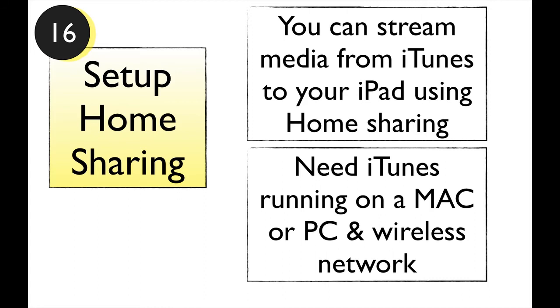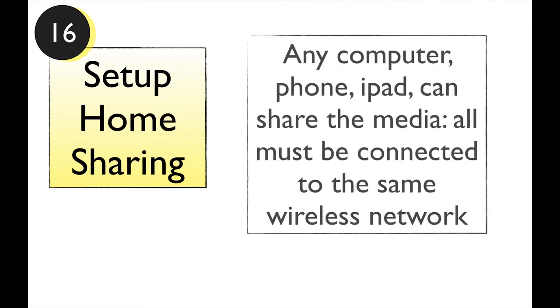So whatever device has the iTunes library, so maybe it's a laptop computer in an office, as long as that computer is on and it's got iTunes running and you've set up home sharing, it's just a simple menu option in iTunes, then any device in your house, like an iPad, a phone, another computer that's sharing the same network, will be able to access that iTunes library and stream the movies around your house, inside your network. No internet involved in this one. So any computer, phone, iPad can share the media, and they just have to be connected to the same network, and by default they all will.